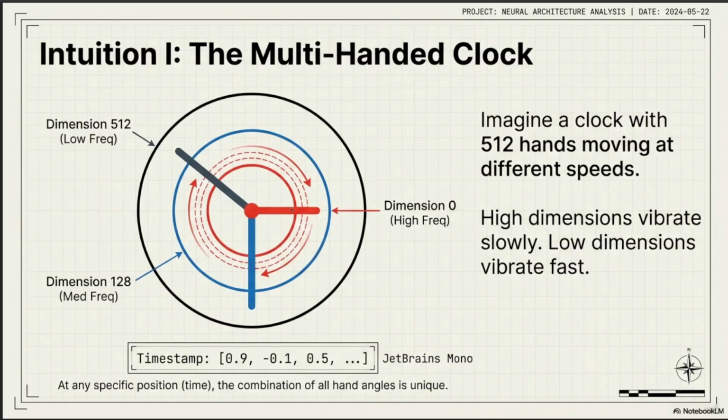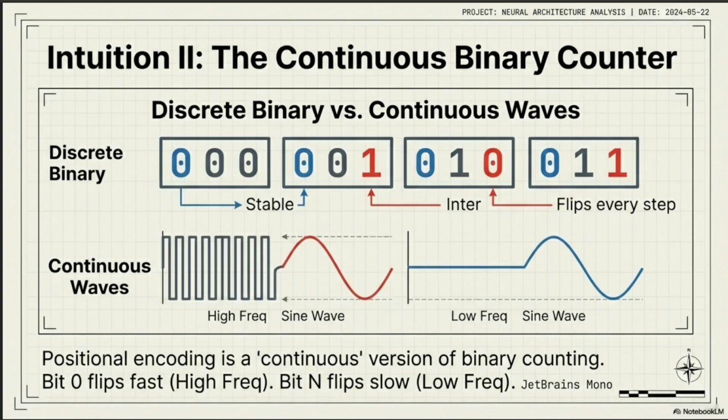At any specific moment in time, if you freeze the clock, the combination of the angles of all hands is unique. That set of angles is your timestamp. In a transformer, we effectively use 512 different hands moving at different speeds to create a unique timestamp for every word. If this slide was confusing, we can see another analogy.